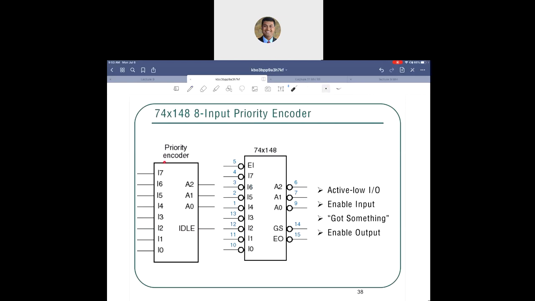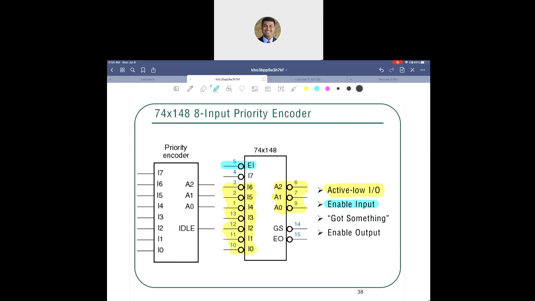So we can transition this conversation of the 8-to-3 priority encoder to an actual 74148 chip, which is going to do the same thing, but it has a few additional inputs and outputs. Let's talk about those. First, we have active low inputs as well as outputs. Where are they? Active low inputs here, active low outputs here. Then we have an enable input, active low enable input right here.